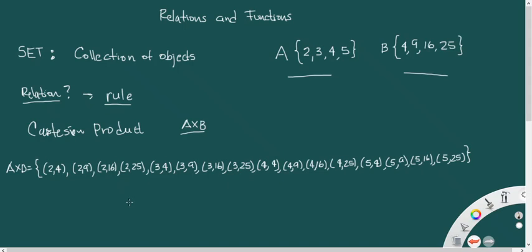Okay, let's now work with another example of a relation. What if we want to find the set R? What's the rule for set R? Let's say, for example, that we want to find all values x comma y that belong to the Cartesian product A times B such that the product of x and y equals an odd number.